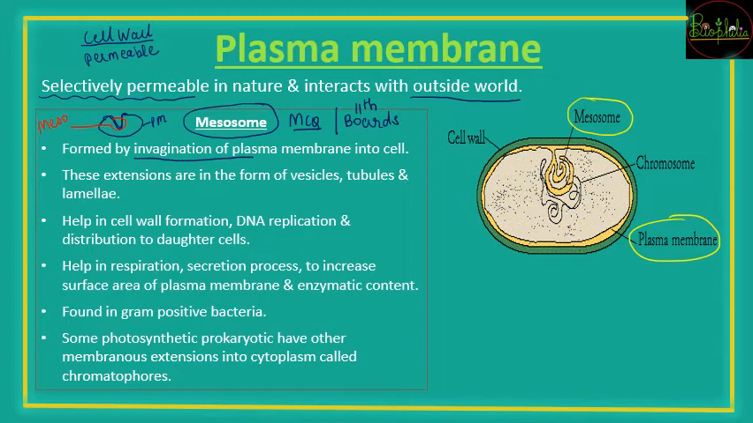It is going to help in formation of vesicles. It will form tubules. It will form lamellae. So it will form all of this, as well as it is going to help in cell wall formation, DNA replication and distribution to the daughter cells. So it will replicate DNA, and during cell division it will also help to distribute the DNA material.